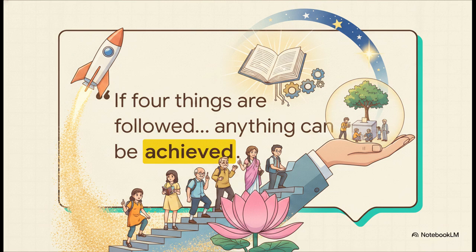As we wrap up, I want to leave you with a powerful thought from the missile man of India himself, former President Dr. APJ Abdul Kalam. He famously said, "If 4 things are followed, having a great aim, acquiring knowledge, hard work, and perseverance, then anything can be achieved." I think that ties just perfectly into our themes today of civic duty and working towards common community goals.